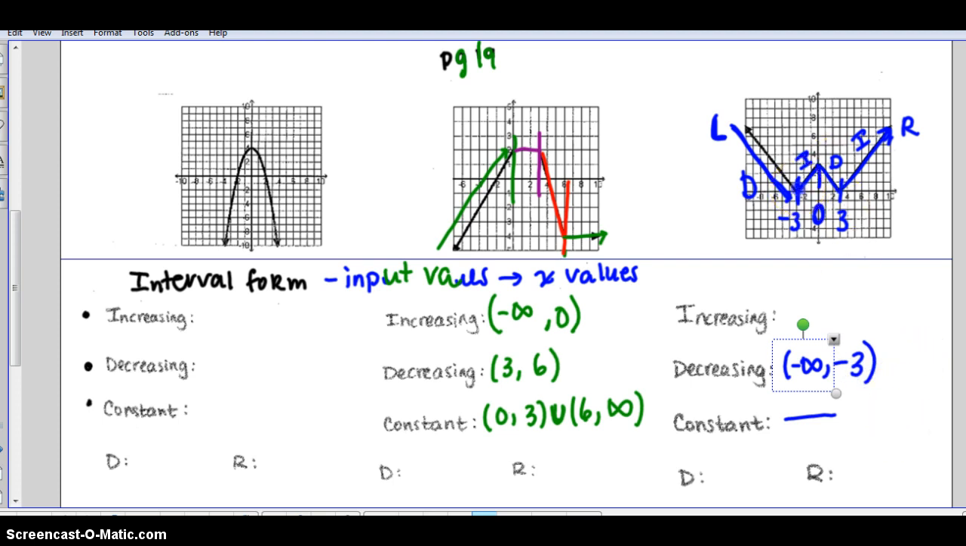Then it increases starting at -3 to the x value right here, which is 0. It's going to decrease again, so we're going to put a U to show again, and it starts decreasing at 0, stops decreasing at 3. Then it's going to increase again from 3 to forever to the right, so we put U. 3 to forever to the right is infinity.